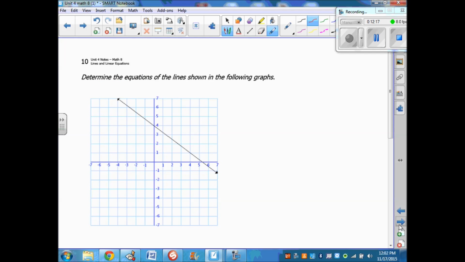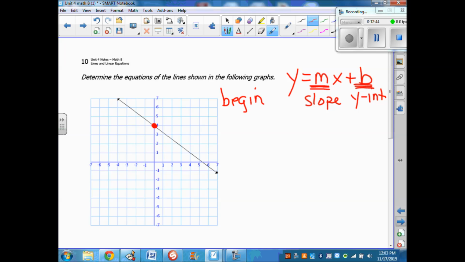It says now determine the equations of the lines shown in the following graphs. So let's write our equation, our mx plus b. So we've got to find what the slope is of this line and what the y-intercept is of this line. So we can figure out where would it have begun. Find that y-intercept. Where did it begin? That's our b. So where did it begin? It began at 1, 2, 3, 4. So our b is 4.